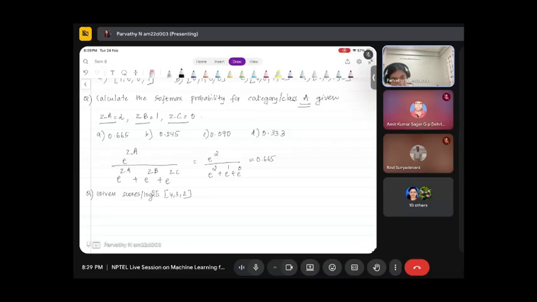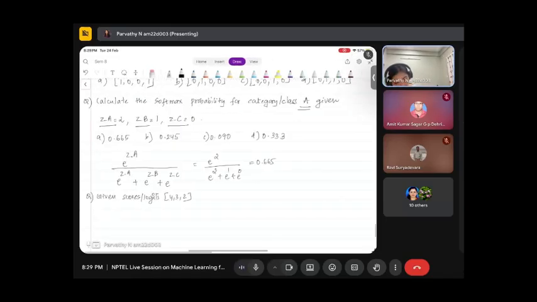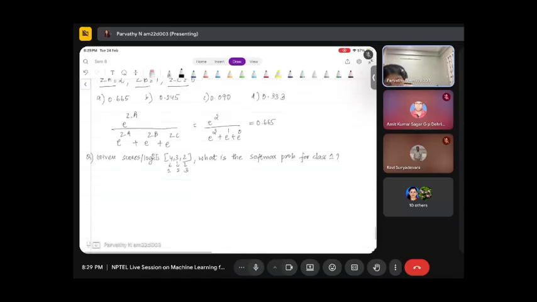So we usually say these logits are the values that we get by calculating W into X, the output values from the neural network. So these are some real values, and what we have to find is the softmax probability for class 1. So this is class 1, 2, 3. There are 3 classes. What is the softmax for first class?